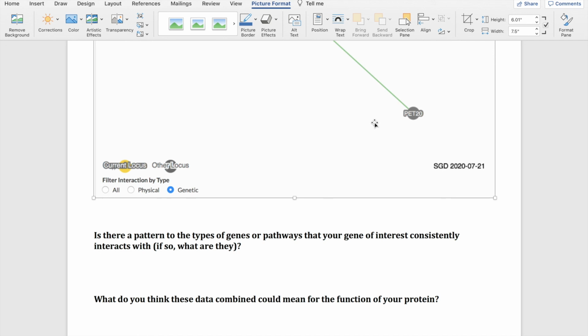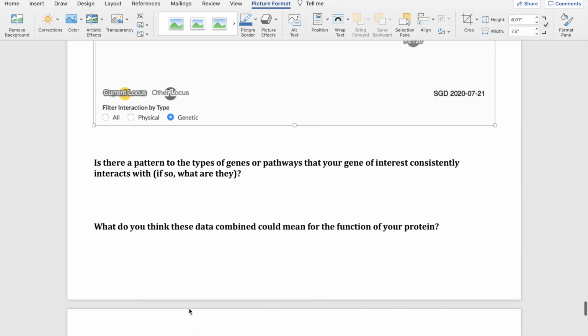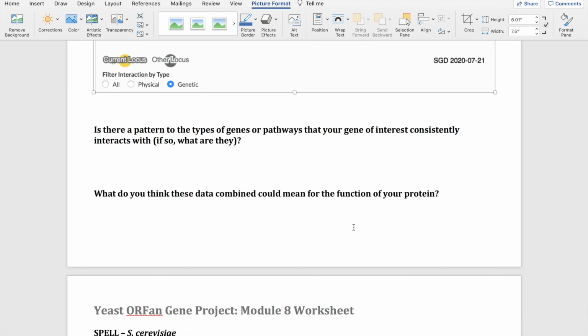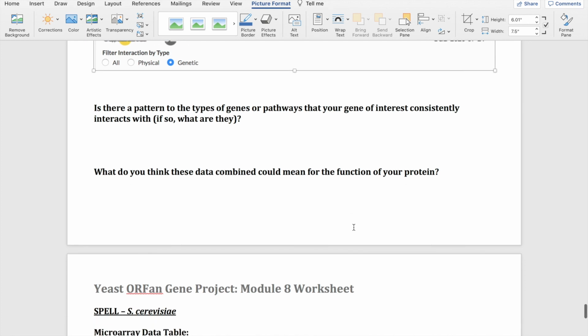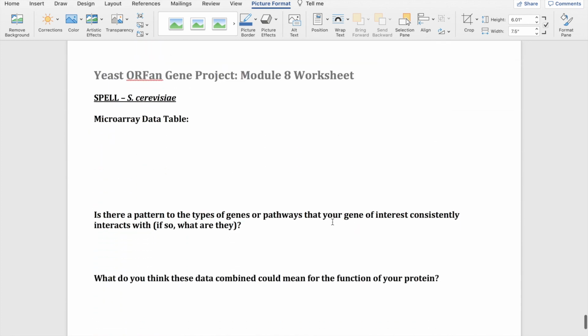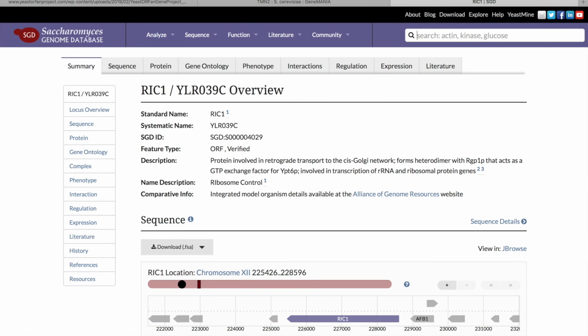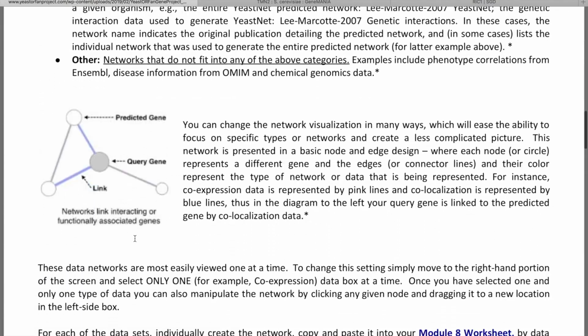And then, what do you think these data combined could mean for the function of your protein? Again, if there is consistently something coming up, even as vague as it seems, like everything is involved in the cell cycle, so maybe my gene has something to do with the cell cycle. It doesn't have to be super specific.